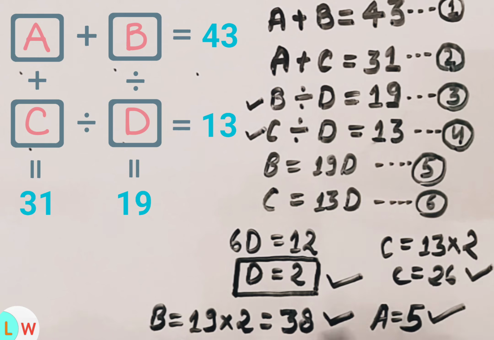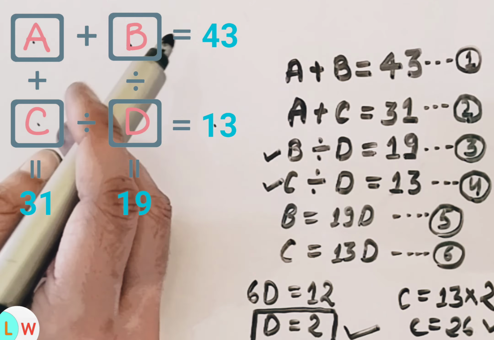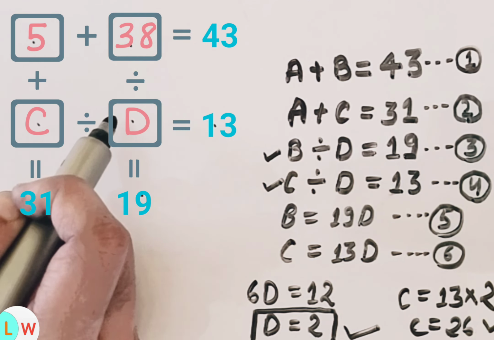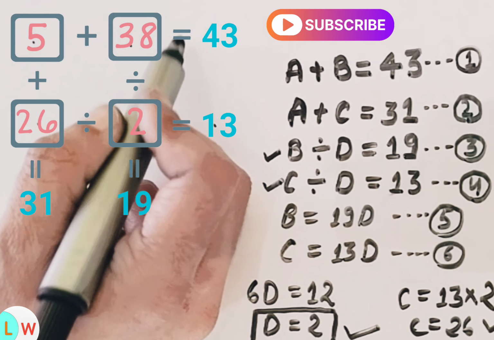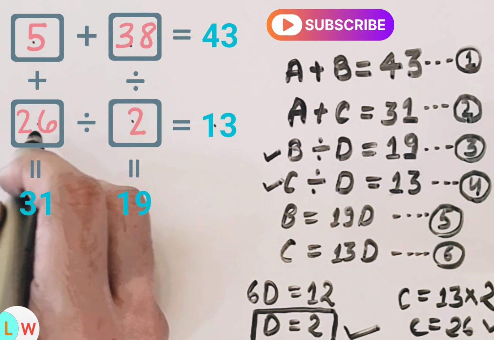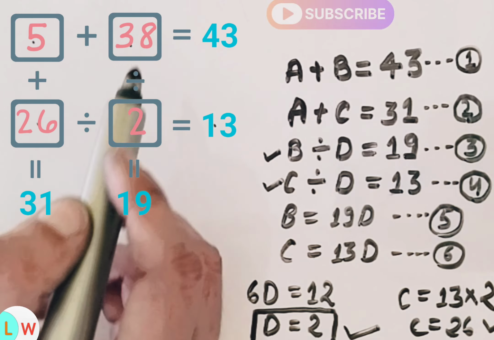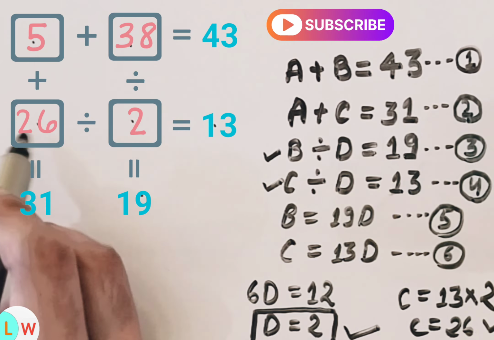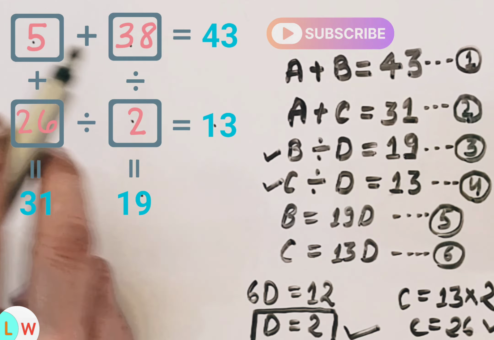B is 38, c is 26, and d equals 2. So therefore this box is going to have a 5, this 38, this 26, and this 2, and we can see that 5 plus 38 is going to give us 43. 5 plus 26 is going to give us 31, and 38 divided by 2 is going to give us 19, and finally 26 divided by 2 is going to give us 13, and that's our final answer.